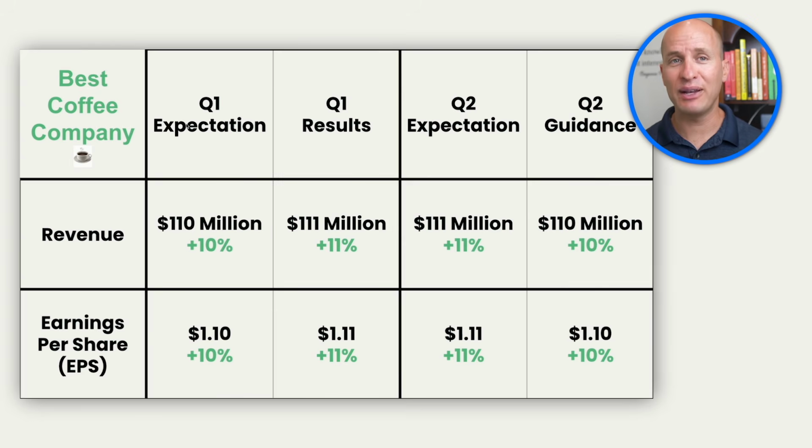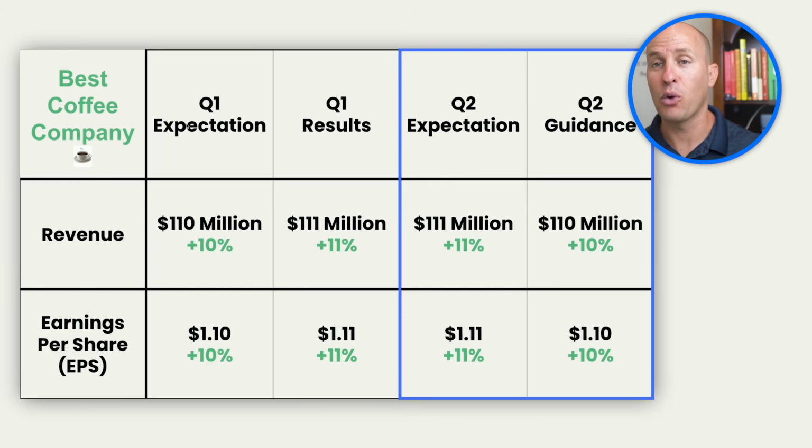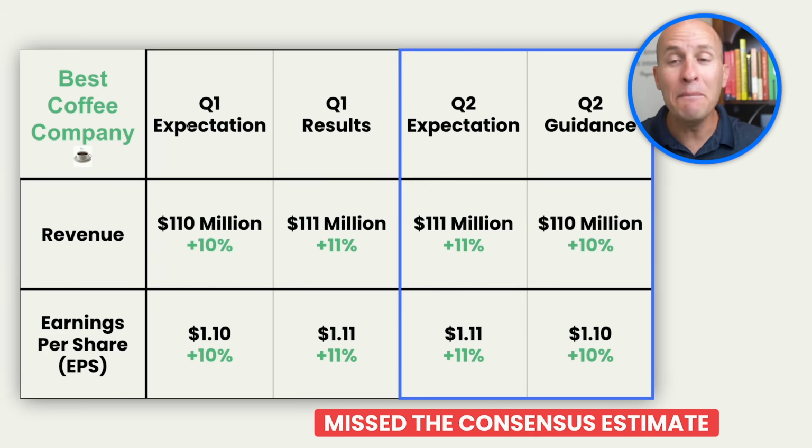So now that we have Best Coffee Company's earnings results, let's do a quick comparison. For the company's actual Q1 results, we would say that the company successfully beat earnings, providing $111 million in revenue when it was only expected to generate $110 million. However, for the company's forward guidance, we would say that the company missed the consensus estimate. It only forecasted 10% revenue growth when Wall Street really wanted 11%.